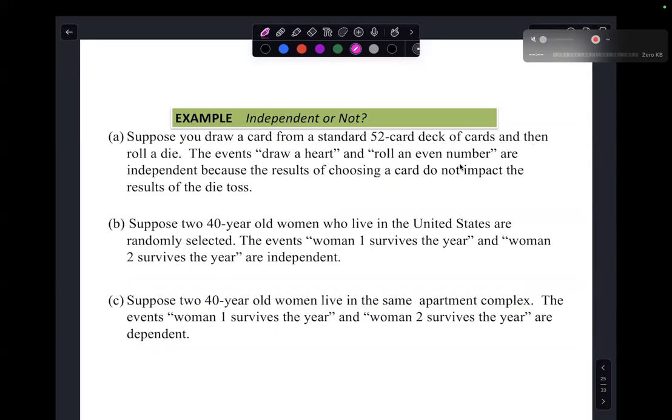Suppose two 40-year-old women live in the same apartment complex. The events woman one survives the year and woman two survives the year. Those are dependent. They're going to be driving their cars out of the same parking lot. They're going to be using the same stairs or elevator. One of the women can fall asleep with a cigarette and light the whole thing on fire. One of them could drop something in the hallway and the other one could trip over it. Because their lives, even if they don't really know each other, their lives can intersect. We have to say that they're dependent. Because they're kind of in each other's world in one way or another, they're too close to each other to call it independent. Does that make sense?